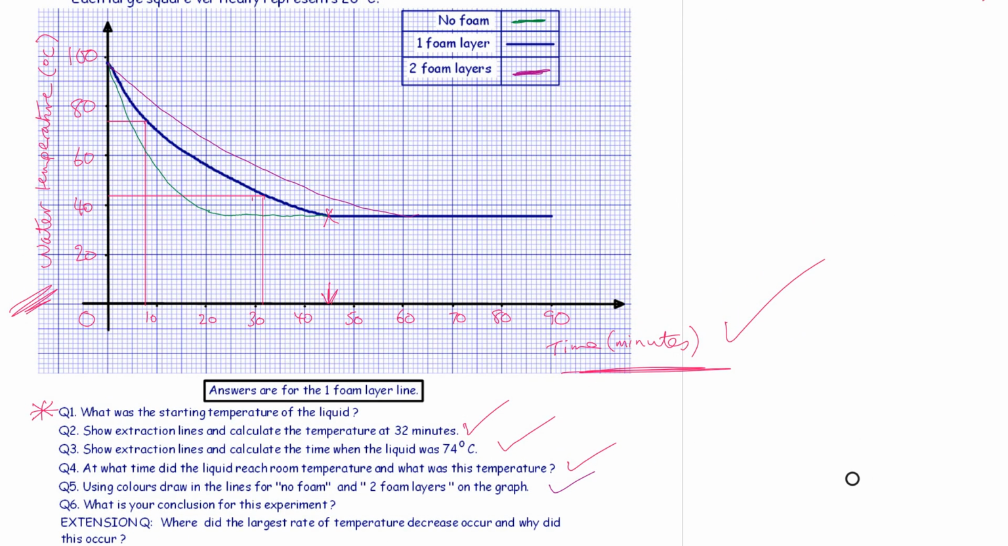What is your conclusion for the experiment? As you increase the number of foam layers, the rate at which the water temperature decreases actually decreases.